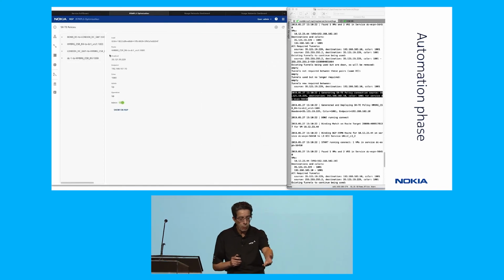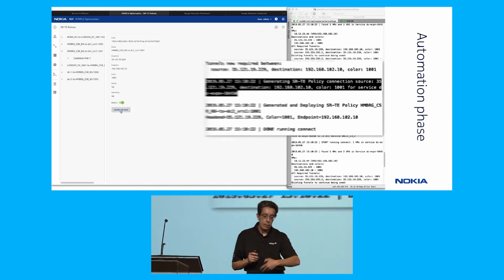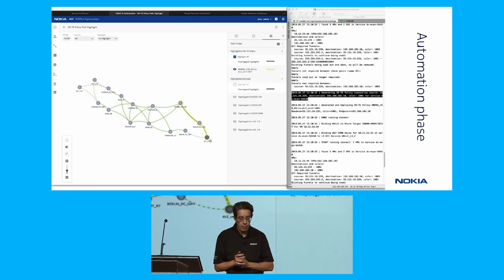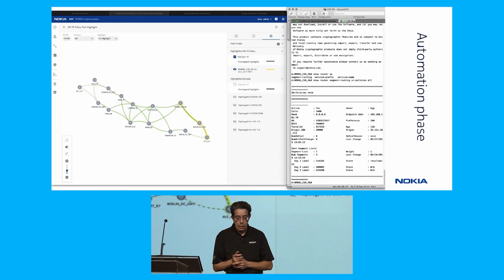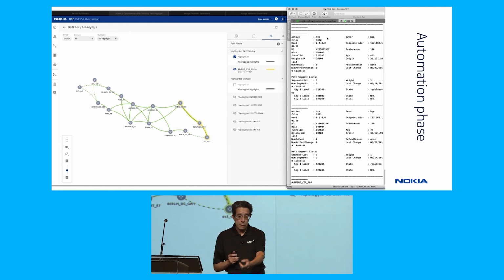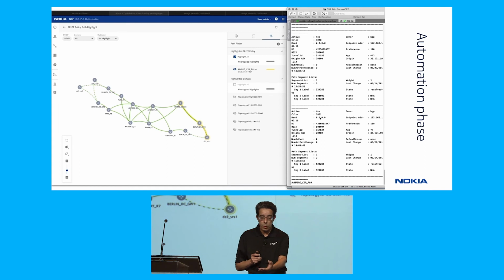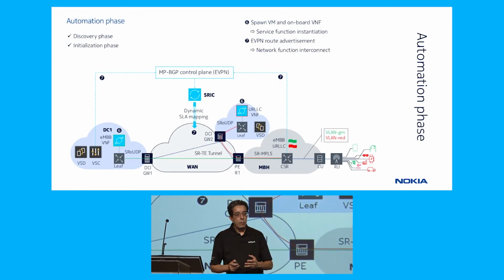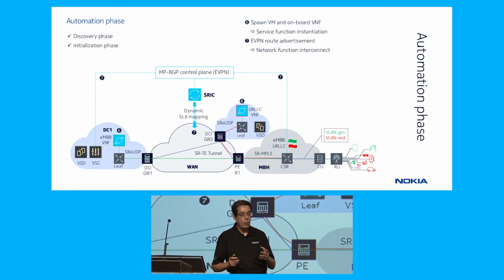In this case, you will now see on the PCE user interface there are more tunnels, because now we have the two directions to the edge data center DC2. That also shows on the cell site router, where a second policy is created for the URLLC service with color 1001.